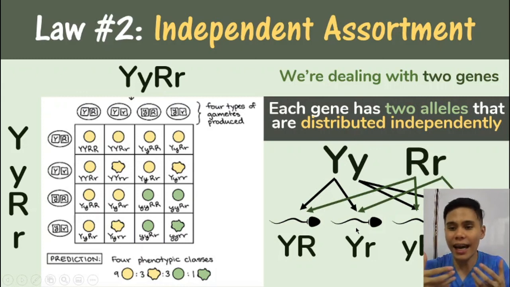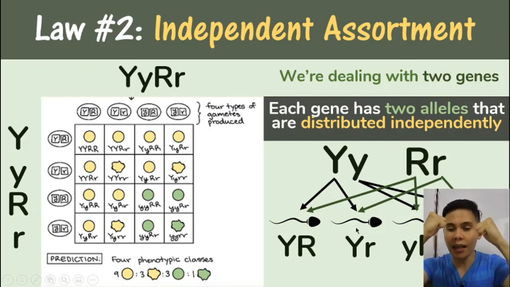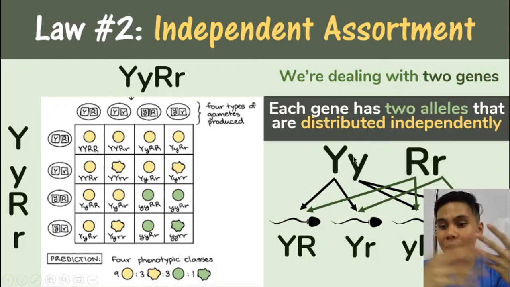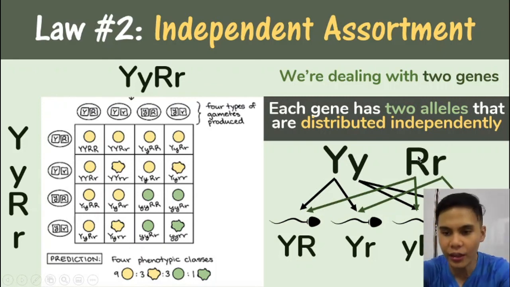And because of that, we can conclude that your alleles are independently assorting from one another, meaning your Y gene doesn't get distributed in sets with the R gene. They do things their own way. They don't affect each other.